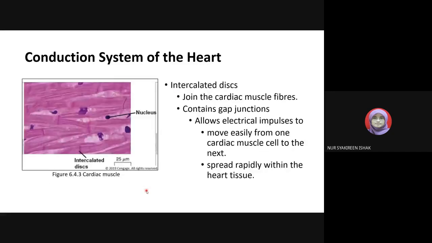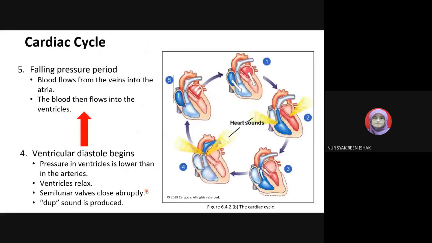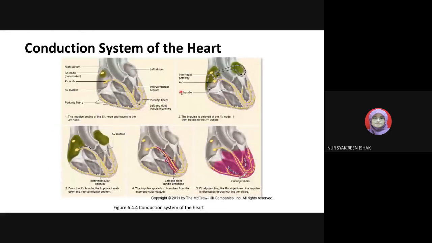If you look at this diagram of the heart, it is located somewhere here. If there is a clearer picture, here. SA node. Okay, so this is the location of the SA node. This is the pacemaker. So this is where the initial action potential is created or initiated or generated.